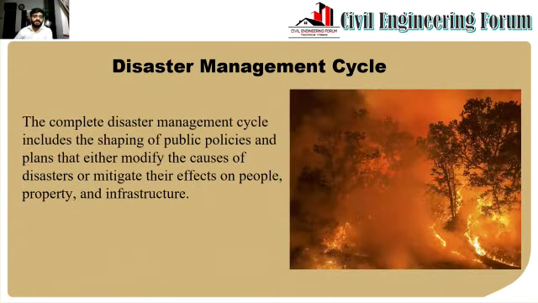Then moving ahead, a complete disaster management cycle includes the shaping of public policies and plans that either modify the causes of disaster or mitigate their effect on people, property and infrastructure. So here, to complete the disaster management cycle, there are numerous policies meant for the public, which modify the causes of disaster or mitigate their effects, that is, reduce their effects if it hits us, property or any other infrastructure. So we can mitigate, that is reduce the effect of the disaster by following this cycle.